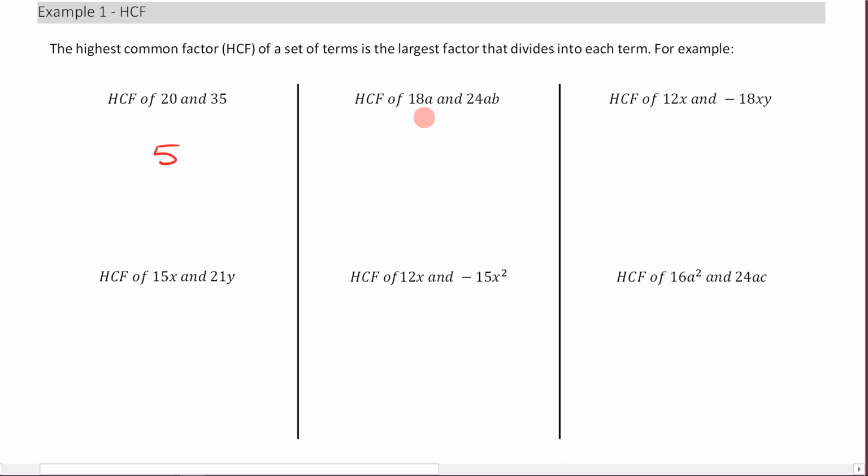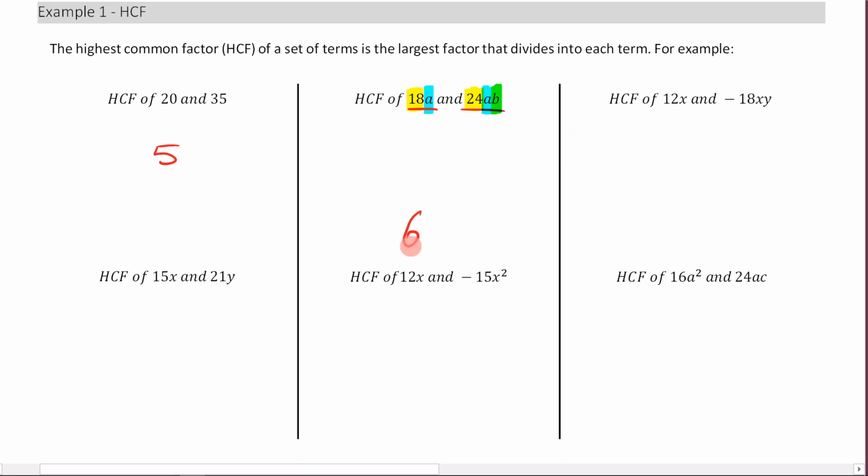What is my highest common factor of 18a and 24ab? Now, as you can see, we have pronumerals here, which makes things interesting. I have an a, and I also have a b there as well. Now, let's just consider the number at the front to begin with. What is the highest common factor of 18 and 24? Well, the highest common factor of 18 and 24 is going to be 6.